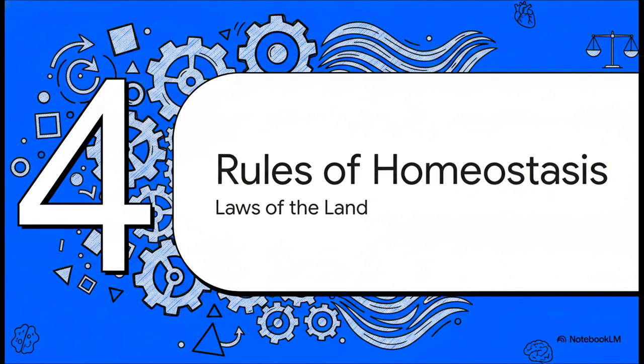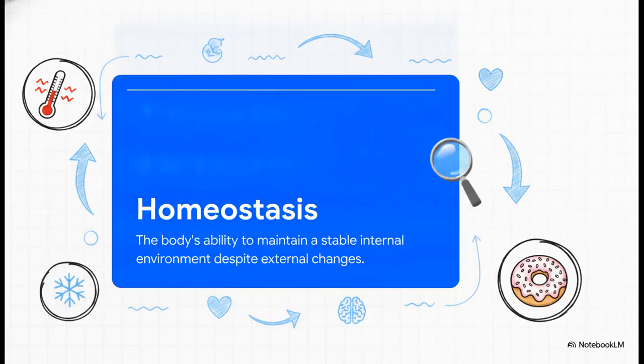Which brings us to Section 4, the rules of homeostasis. These are the laws of the land. Finally, let's explore the dynamic rules that keep this map incredibly stable, balanced, and, well, alive. The big rule here is called homeostasis. Once again, let's break down the Greek to absolutely guarantee you remember it. Homo meaning same, and stasis meaning stand still.